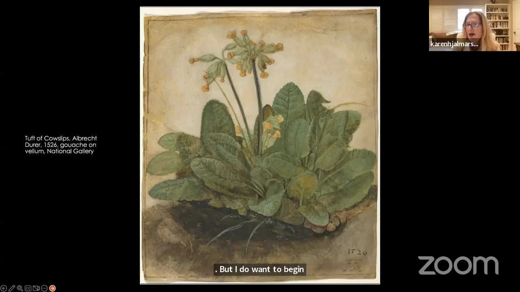So we will discuss this George Flegel a little bit later, but I do want to begin with the work of the great Albrecht Dürer. And you might look at this gouache and say, but wait a minute, that's Renaissance. That isn't a Dutch Baroque painting. But we always have to look at what predates the development of still lifes.